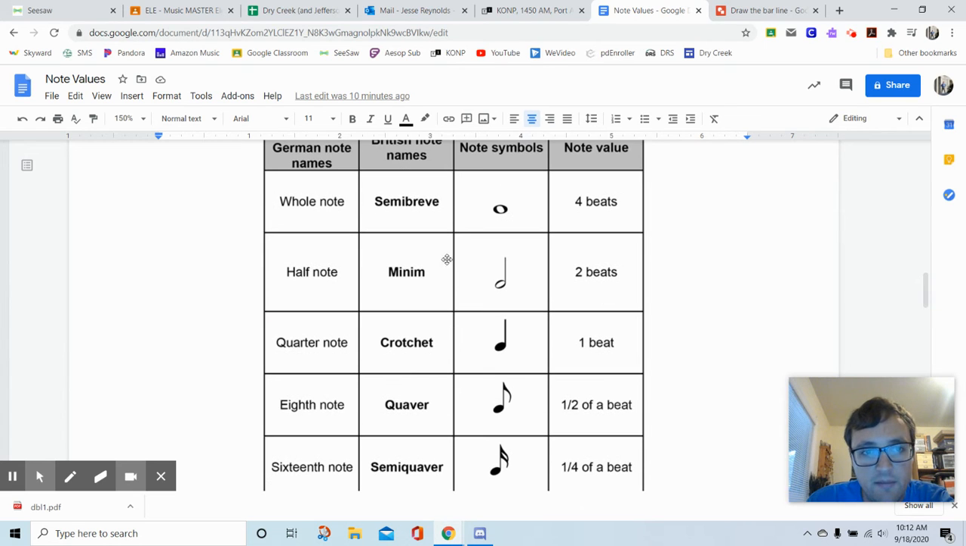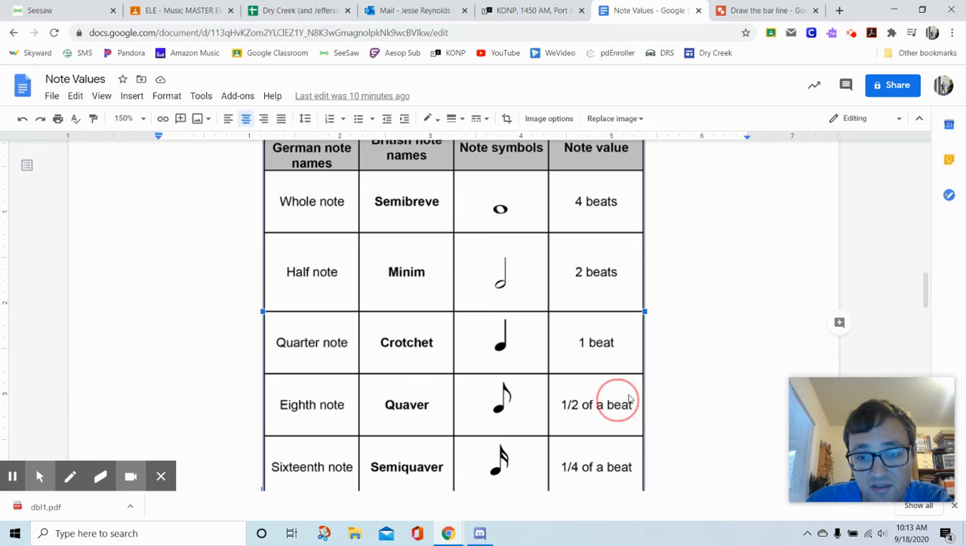Okay, so there's different note names. We have a whole note is what we call it. It looks like this, and it's worth 4 beats. A half note. There's also British names. For some reason, we don't use the British names, even though we speak English. I don't know. We don't really use them though. A half note looks like this, and it's worth 2 beats. A quarter note looks like this, is worth 1 beat. An eighth note looks like this, is a half of a beat.